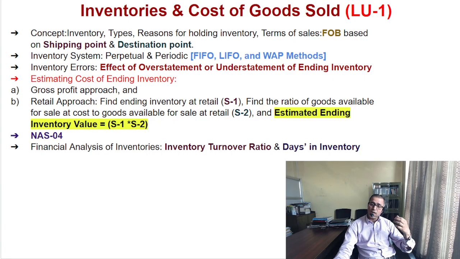information. Now what about the periodic system? Under periodic system, we update the inventory only at the end of the accounting period, okay? Now for example, let's see the FIFO. Using FIFO, you are going to find the ending inventory value here. So you can say that it is simply based on your most recent purchase date, like your May 1st, that is the most recent purchase date.